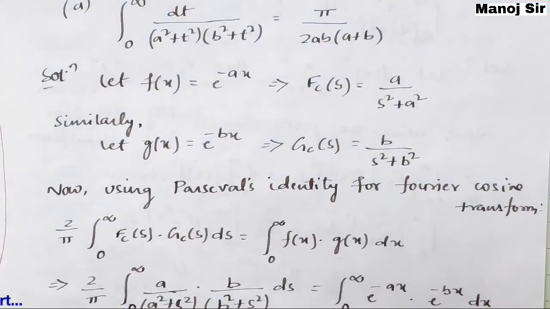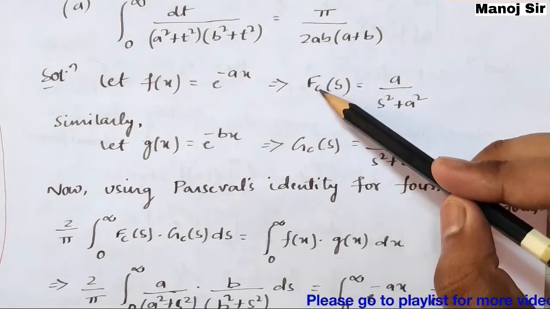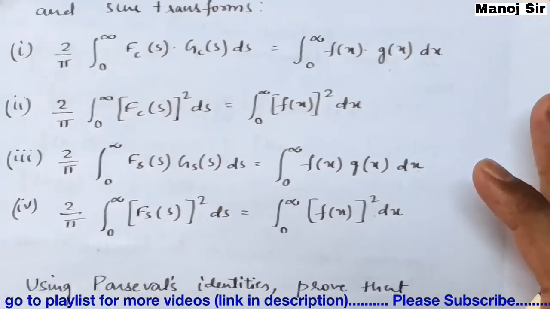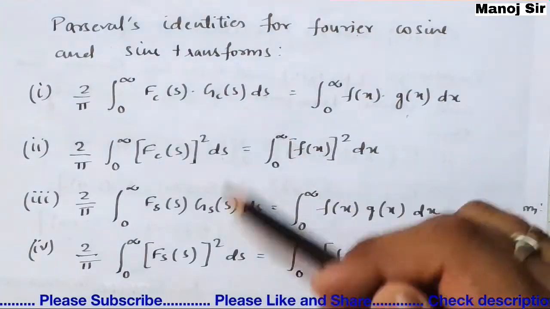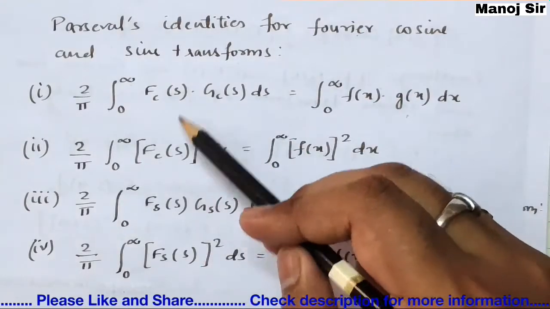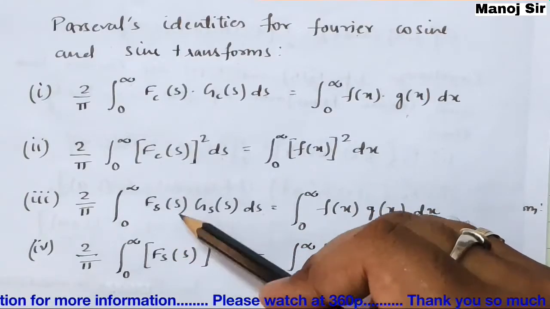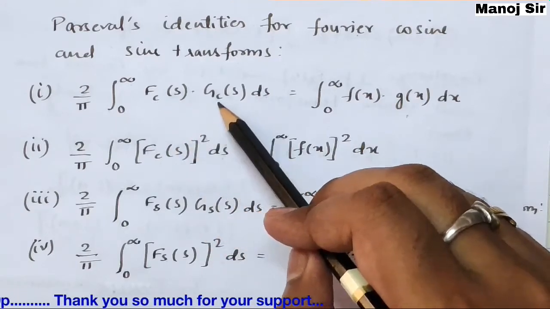We are using the Fourier cosine transform because here we have the c subscript. If you have gone through my video number 21, then we have seen all these four formulas, where two of these belong to the Fourier cosine transform and two belong to the Fourier sine transform. Here you can see fc of s and gc of s.